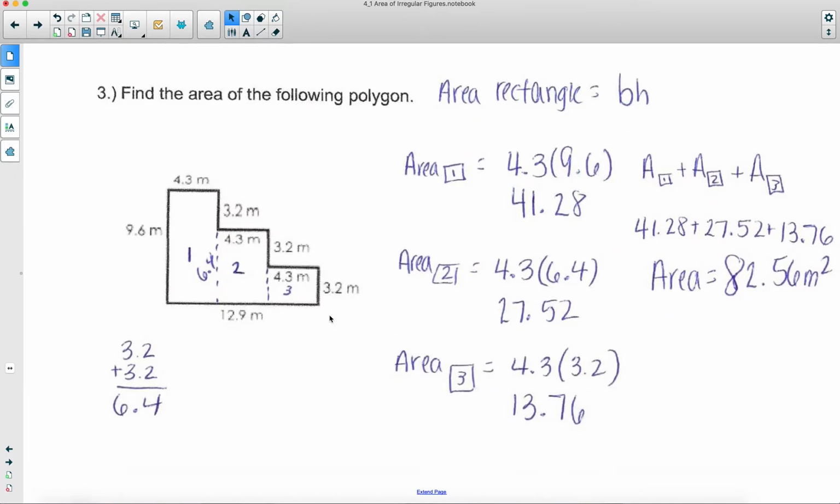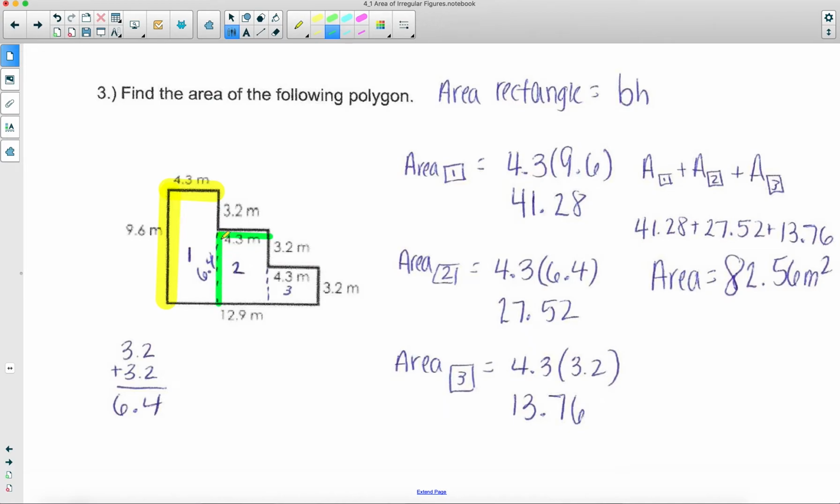So for 3, it looks like this staircase here. To find the area, I cut them up into 3 rectangles. So I'm using base times height. So for rectangle 1, I had my base of 4.3, height of 9.6. So that was pretty straightforward. I get 41.28. For rectangle 2, I have a base of 4.3, and now the height is this here.